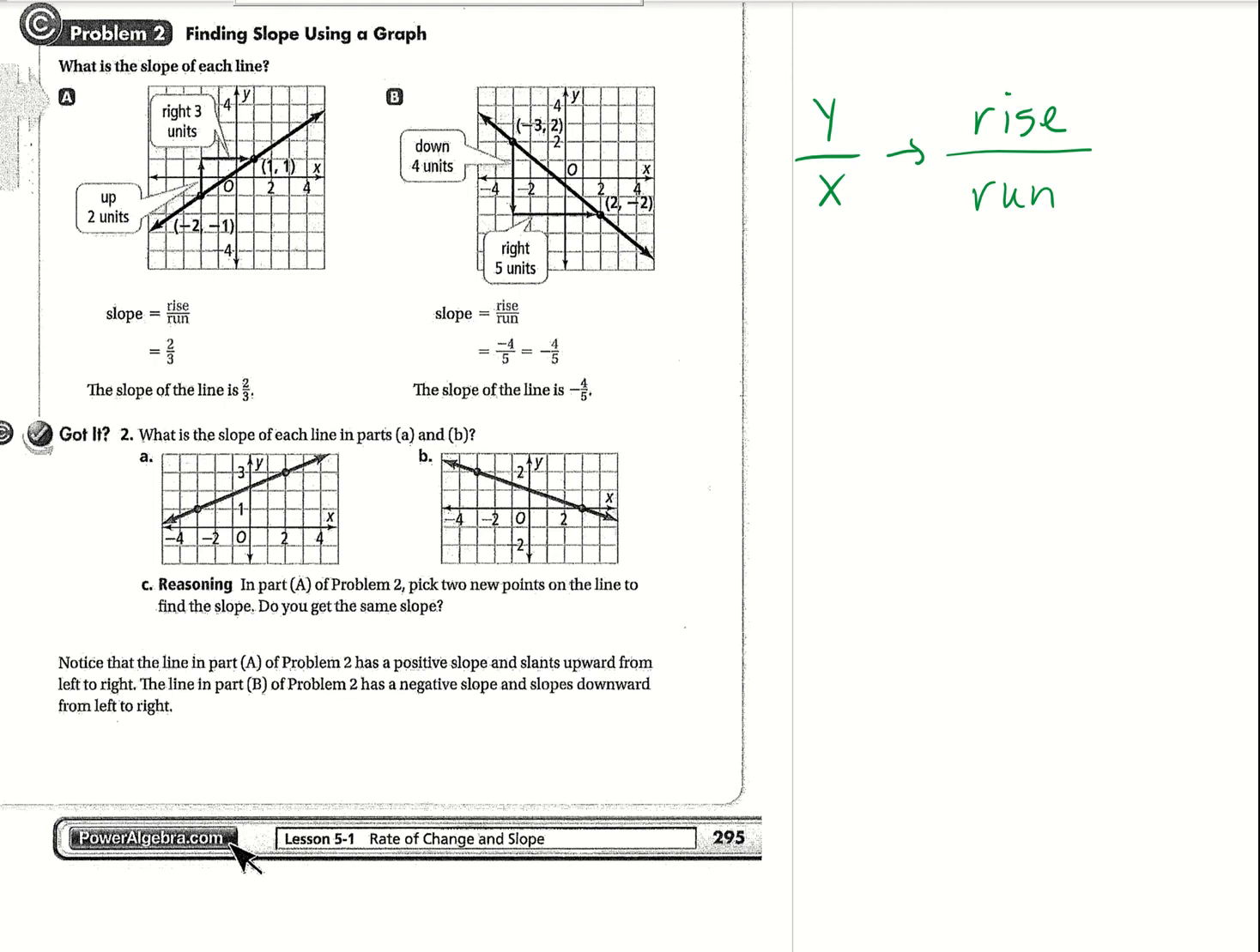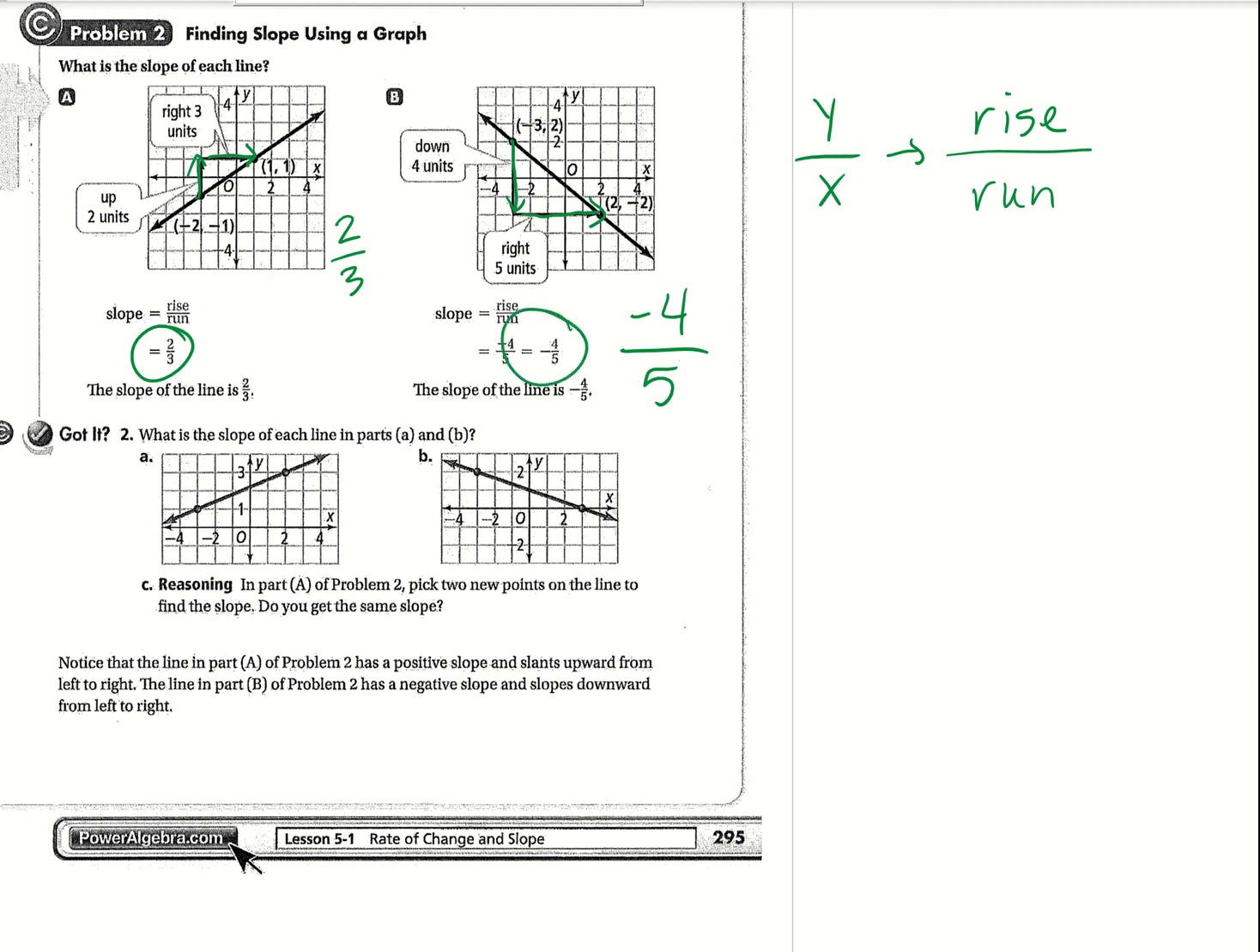If we look at A, we rise 2 units and then we run 3 units. Again, rise over run, so 2 over 3. So our slope is going to be 2/3. And then for B, same thing. We have our rise, which is down 4, and then our run, which is right 5. Since it's down 4, it's going to be -4, and our run, right 5, is +5. So we have -4/5.